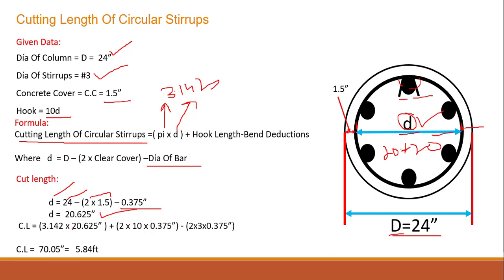Next, for cut length we know the formula is pi into D. So pi is 3.142 into D is 20.625, plus we need to add the hook length over here, 2 into 10D hook length, and then we need to do the bend deduction. Bend deduction over here is for a 135-degree bend. Okay, because we have these two hooks over here, so we have two bends, 2 into 3 into dia bar. Okay, so this is basically the bend deduction. Now cut length will be equal to 70.05 inch or 5.84 feet for this circular stirrup.